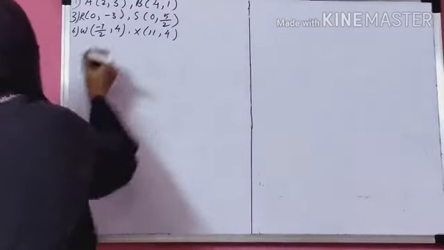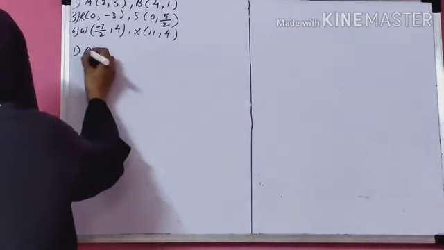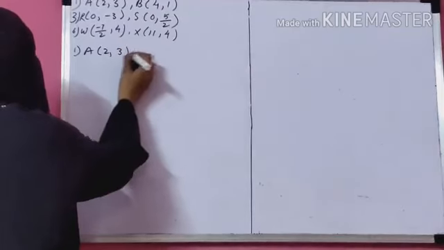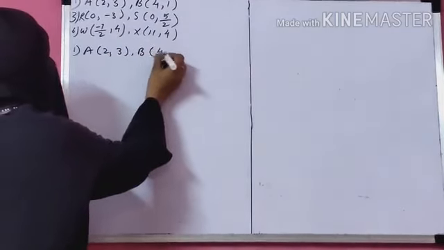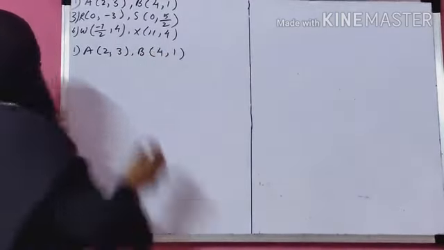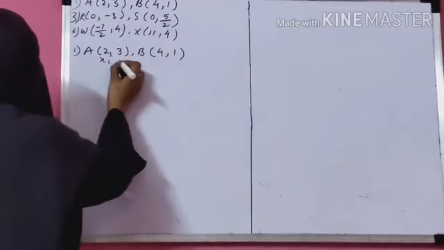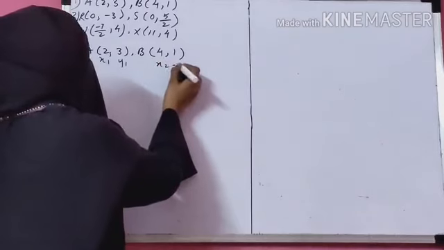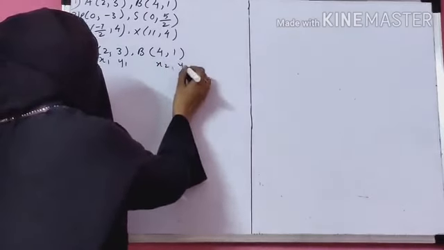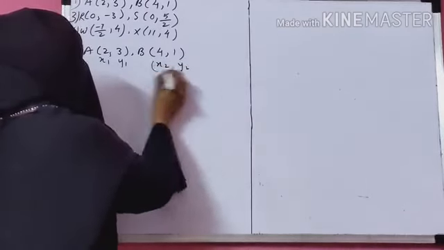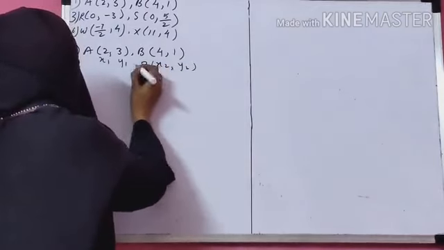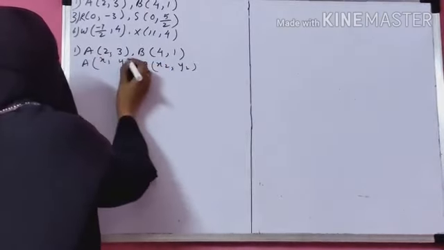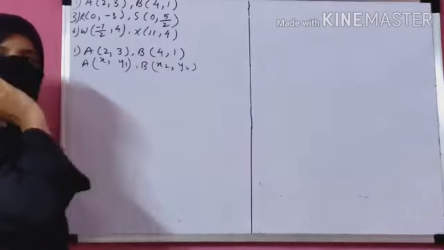Okay. The first one is point A coordinate is 2 and 3. Point B coordinate is 4 and 1. Okay. So this is your point x1 and y1. Coordinate of this point is x2 and y2. So A is x1 y1, B is x2 y2.